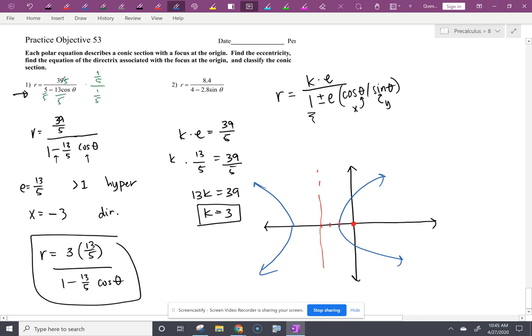And you could type this straight into Desmos and see if it's true. When you do, type in r equals, and then type in the equation 39 divided by 5 minus cosine. And then when you want theta, just type in the word theta. And you will hopefully get a graph that looks similar to that. Hope that helps. Did I answer everything? Find the eccentricity, did. Find the equation associated with the directrix, did. x equals -3. With the focus at the origin, okay. Classify, beautiful. Stay happy.